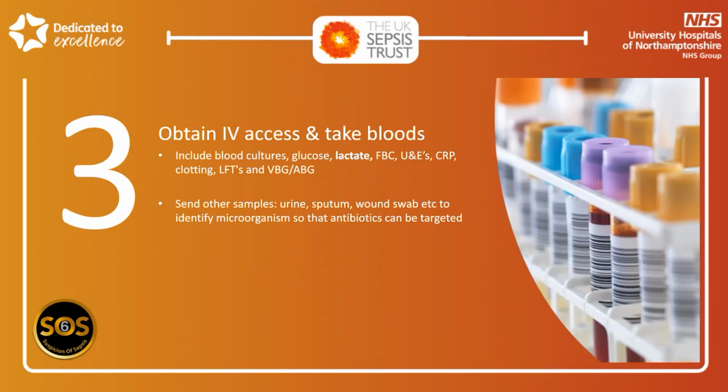The third element is IV access and bloods. The following bloods should be sent: blood cultures, ideally before antibiotic administration, but the antibiotics should not be delayed if there are difficulties in obtaining samples. You also need to send glucose, lactate, full blood count, U&Es, CRP, clotting, LFTs, and either a venous blood gas or an arterial blood gas for quick reference samples such as lactate. Other samples such as urine, sputum and wound swabs should also be taken to help identify the source of infection.